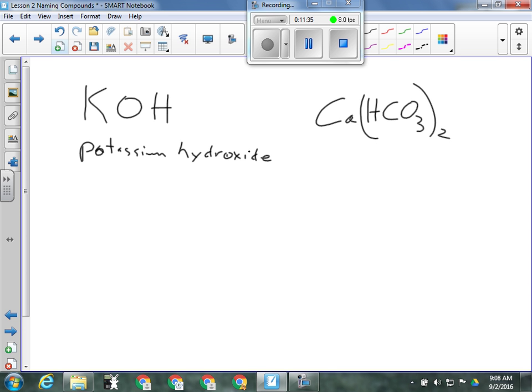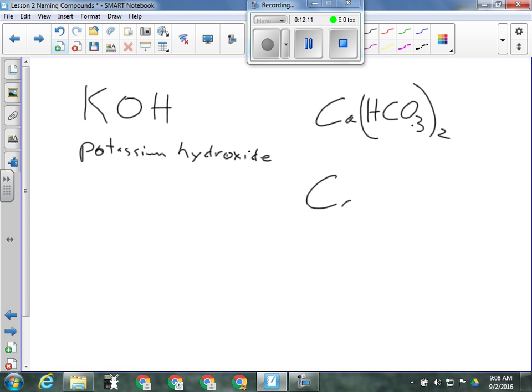Okay, so the ion here is hydrogen carbonate. So this compound would be calcium hydrogen carbonate. All we have to do is write down the name as it appears in there. Why did I put brackets around this? Exactly. It's just like in math. You put brackets around something if you want to put a number outside that applies to the whole thing. This 2 says that there are 2 hydrogen carbonate ions in this compound.